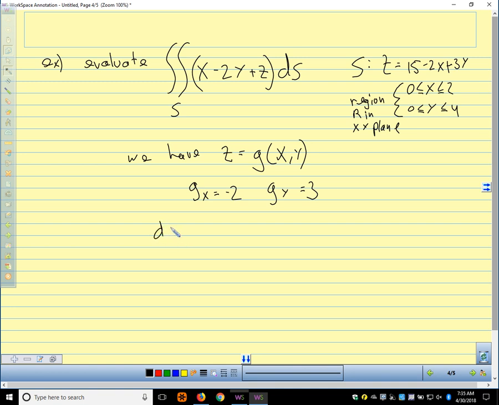So dS, our little piece of area, is going to be the square root of negative 2 squared plus 3 squared plus 1 dy dx, or dx dy. For this one, it doesn't really matter. So that gives us a square root of, what, 9, 13, 14?